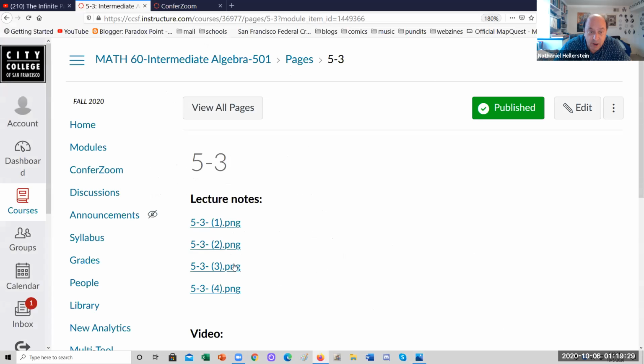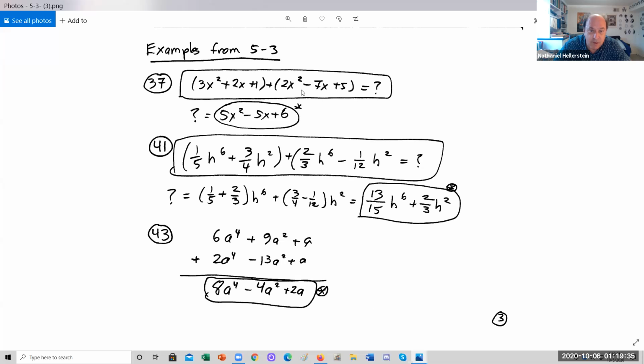Number 3. All right, so we have some examples of adding polynomials. 3x squared plus 2x plus 1 plus 2x squared minus 7x plus 5. 3 and 2 make 5. 2 and negative 7 makes negative 5. 1 and 5 makes 6. So 5x squared minus 5x plus 6.